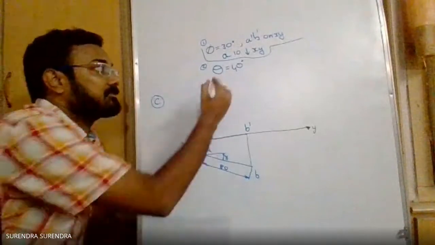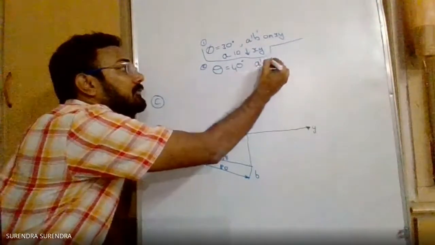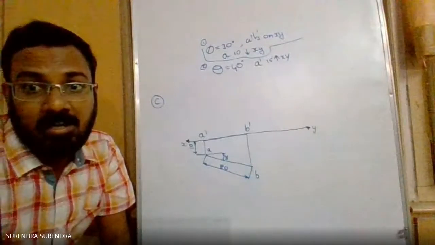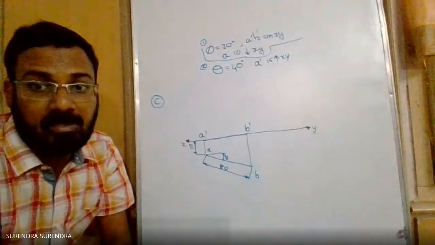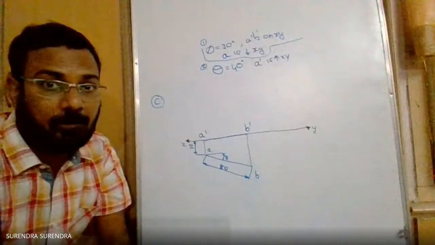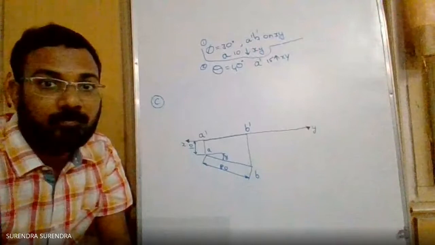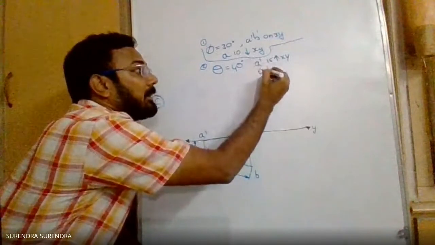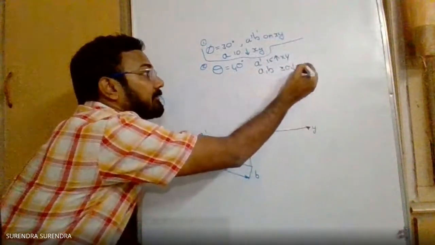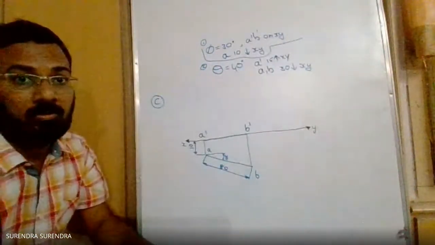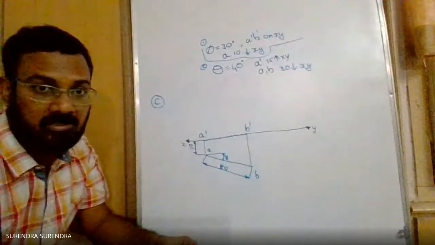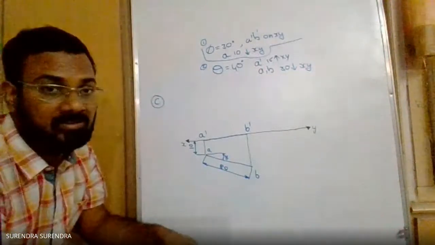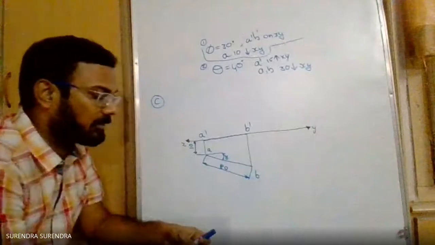Front view condition: A dash is 15 mm above XY line. The line is parallel to VP and 30 mm in front of VP. So in top view, the line is parallel to XY line and 30 mm in front of VP. Both A, B are 30 mm below XY. VP always relates to vertical plane relations, always relates to top view condition. So in top view, both A and B are 30 mm below XY line. With this condition, we have to complete the problem.